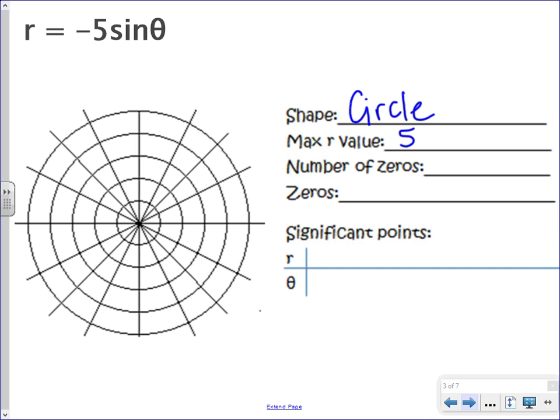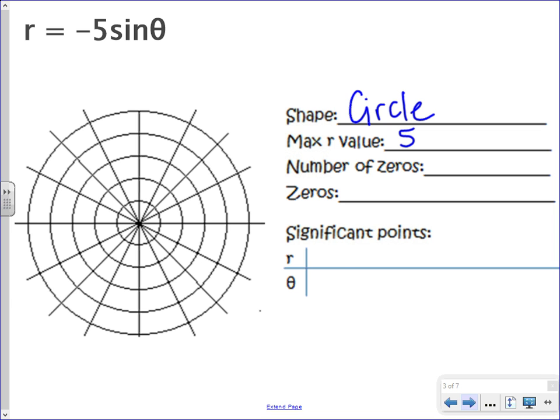But when you graph a circle, it is only going to take us from 0 to pi to actually get this circle drawn. If we have r equals a cosine theta, or r equals a sine theta, if we plug in values from 0 to pi, we will get our full circle. So we know that this circle is going to be below the pole, right here.